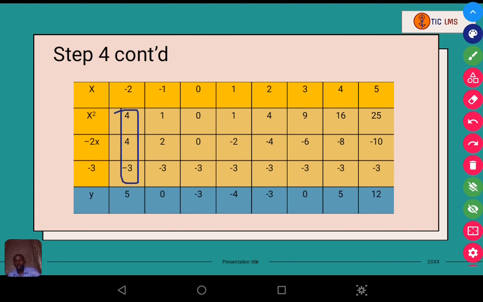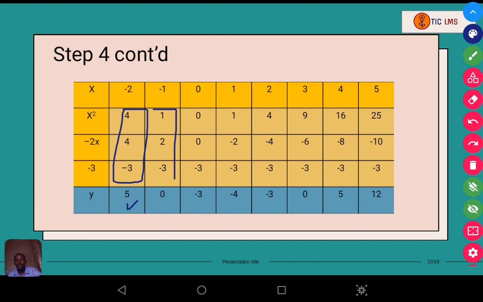Now the next thing is we are going to just add all this. Now forget about what we have here. Forget about any sign that you might have here. All you need to do is just sum. So for the one that I circled there, 4 plus 4, that's 8. 8 minus 3, that gives 5. So that's how you have 5 here.